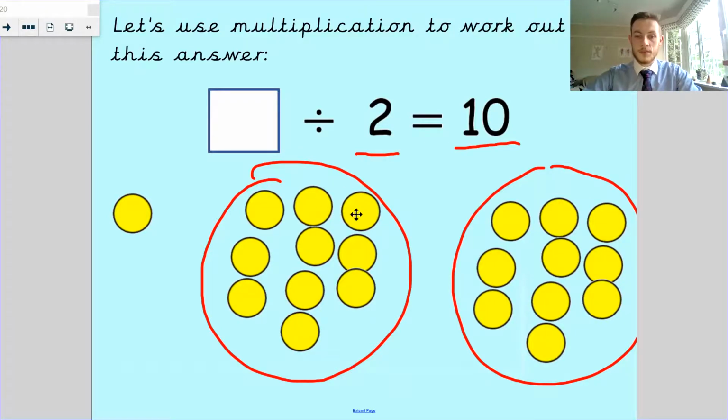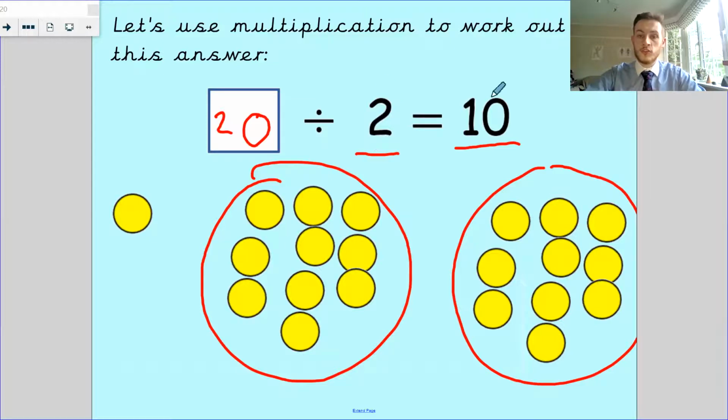And I've got 1, 2, 3, 4, 5, 6, 7, 8, 9, 10. I've got 10 on one side and 10 on the other side. Now, how many do I have altogether? Well, I know that 10 add 10 is going to be 20. So 20 is my total, divided by 2 is 10. You can, again, use your numbers that you do have to work out the total that would be this number.